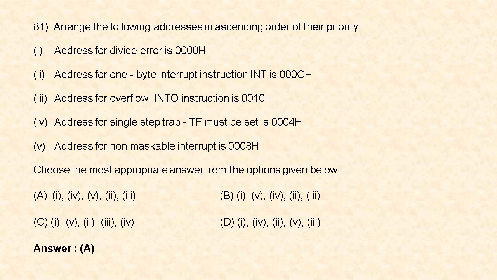0004H. The next address will be address for non-maskable interrupt, which is 0008H. The next address will be address for 1 byte interrupt instruction INT is 000CH. The next address will be address for overflow INTO instruction, which is 0010H. So here option A is correct.